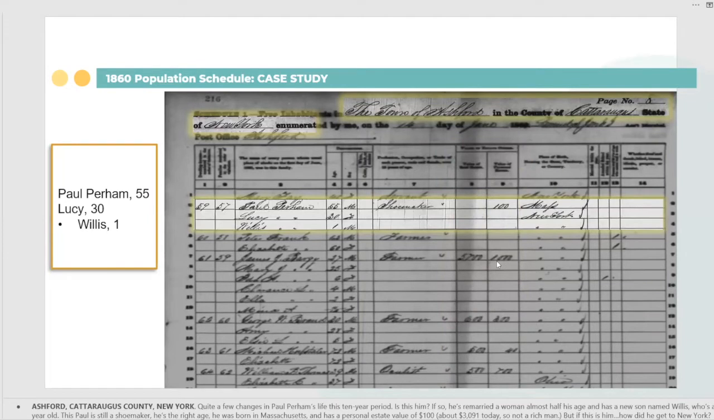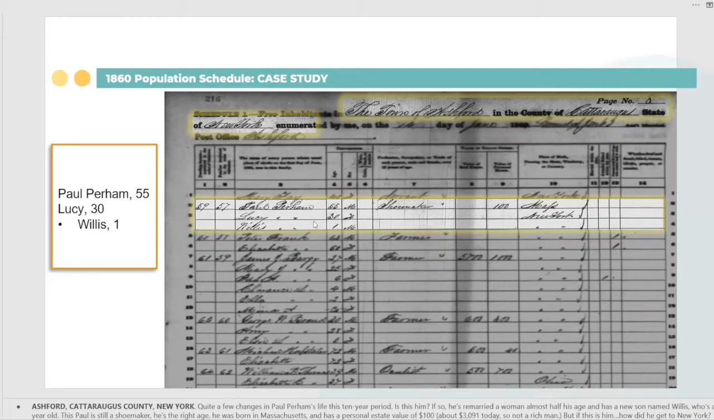And this is our family we're tracing again. Here's Paul. Now we're starting to see some massive changes. You can see here the town of Ashford, which is in Cattaraugus County in New York. So we are no longer in Vermont. The person's occupation lines up, the person's age lines up, but obviously we've lost a whole handful of children and we're remarried to somebody completely different and have another child.